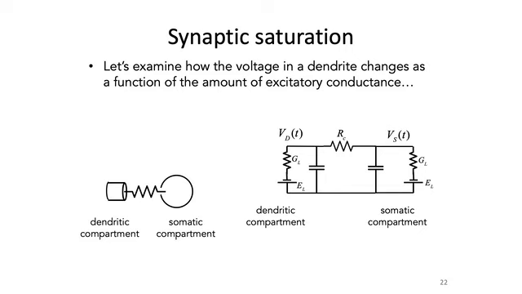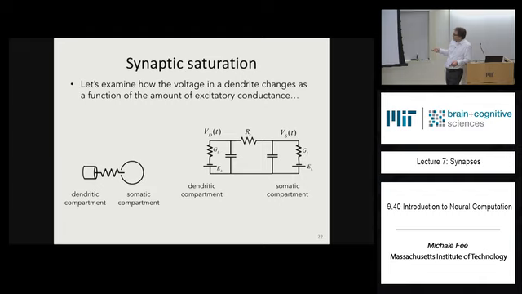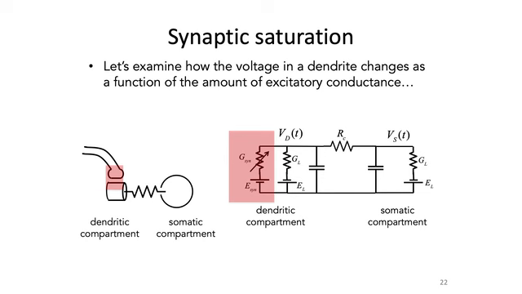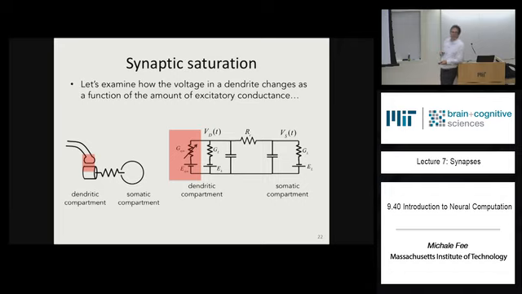And you have the same kind of model, capacitor, conductance, reversal potential, battery for the soma. And of course, those two compartments are connected to each other by a resistor that represents the axial resistance of the piece of dendrite that's really connecting them. Okay? So that's called a two-compartment model. And what we're going to do is just think briefly about what this looks like when you add a synapse to the dendrite. Okay? And what we're going to study is how the voltage in the dendrite changes as a function of the amount of excitatory conductance that you add. Okay?